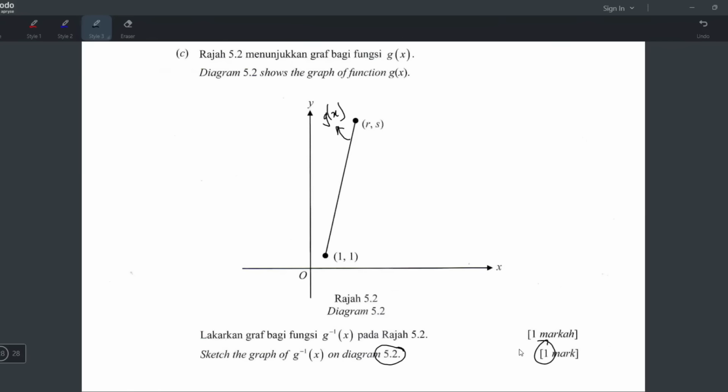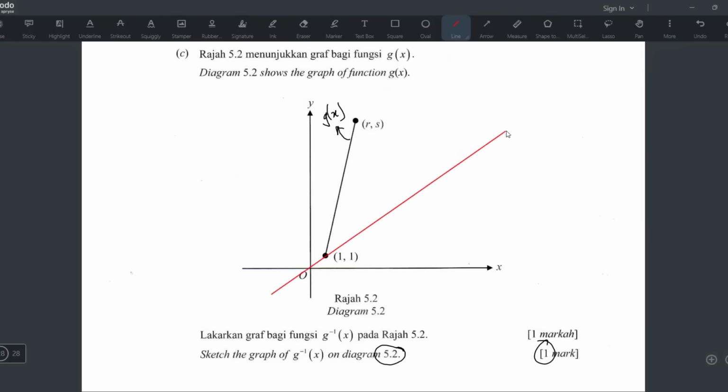When you want to sketch the g inverse graph, the g inverse graph and the g(x) graph will be a reflection. Just do the reflection on the line y equals x. So what you have to do now is draw the line y equals x. Do you know what y equals x is? It means the line passes through (1, 1), (2, 2), (3, 3), (4, 4), (5, 5), (6, 6) like that. So definitely it will touch (1, 1), but (R, S), I don't think it will touch. So it'll be like this.